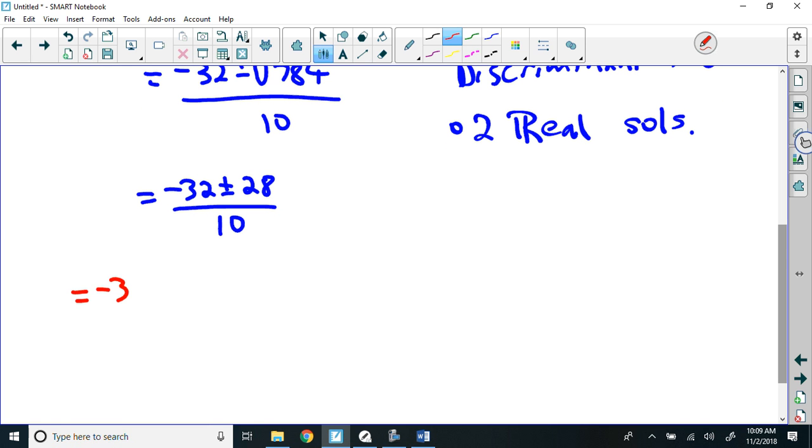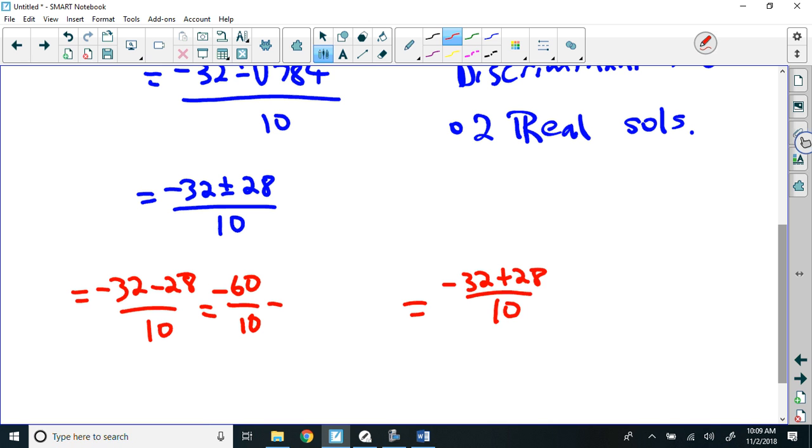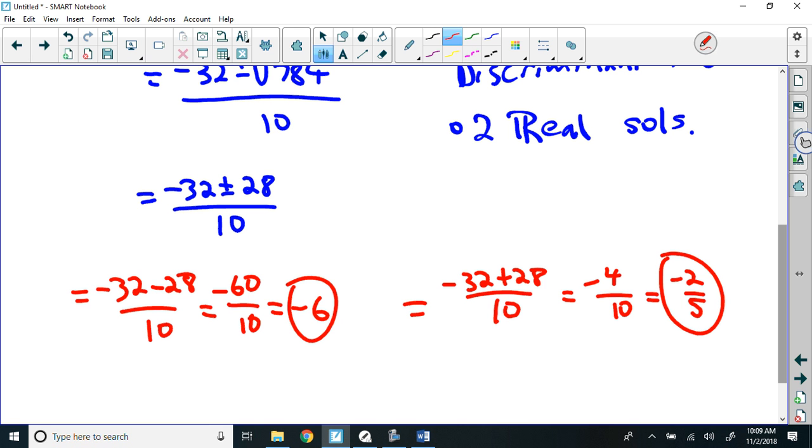So this is going to be negative 32 minus 28 over 10, or it's going to be negative 32 plus 28 all over 10. So that's going to be negative 60 over 10, which is negative 6. Oh my gosh. Our answers are rational. What's that mean we could have used right off the bat? Factoring. Oh gosh. So one of my answers is negative 6. Let's see. Negative 32 plus 28, that's negative 4 over 10. So that's negative 2 over 5. Wow. Boy, do I feel silly. Used the quadratic formula, did all that work, and the thing would have factored.